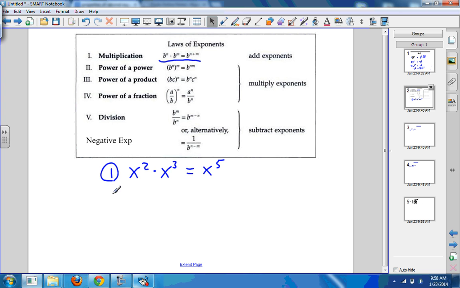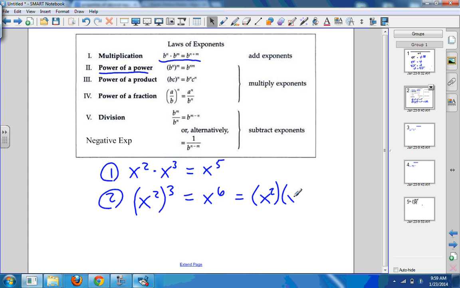Our second law is the power of a power. I like to call this a superpower. So if we have x to the second power to the third power, that's my superpower, power of a power, we multiply exponents. So that would equal x to the 6th. The reason behind that is because if I wrote that out the long way, it would be x squared times x squared times x squared. So we have 2 x's, 4 x's, 6 x's.